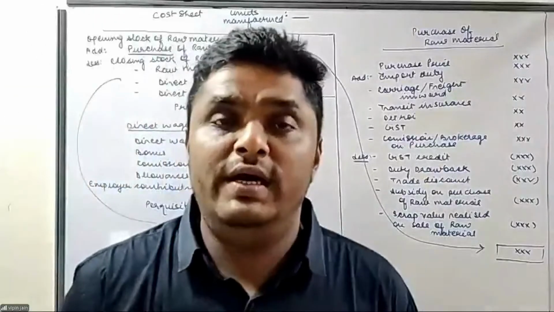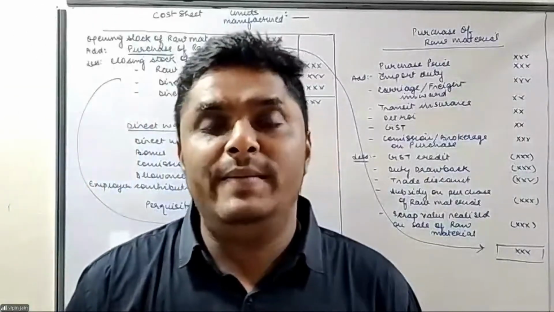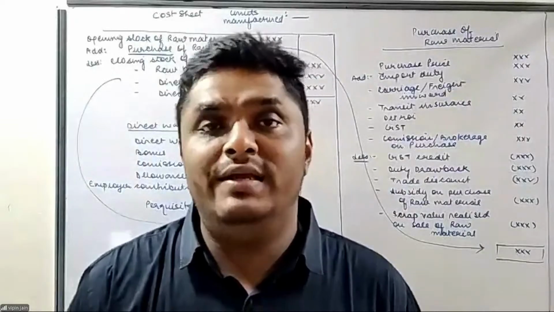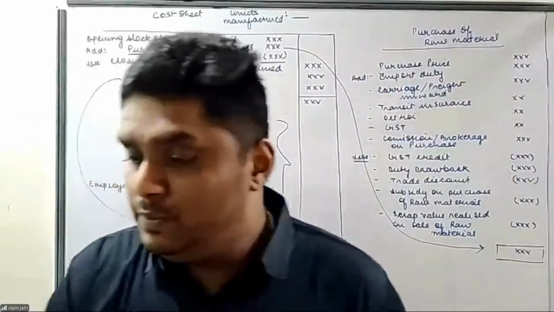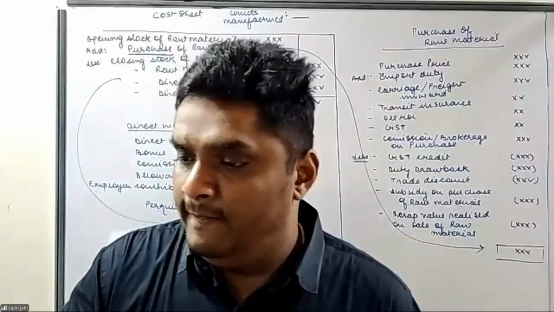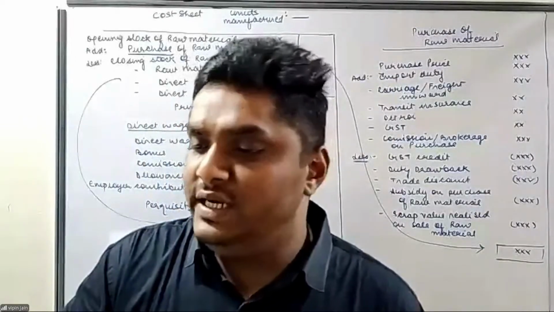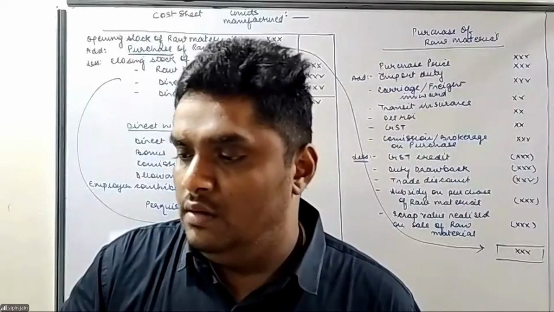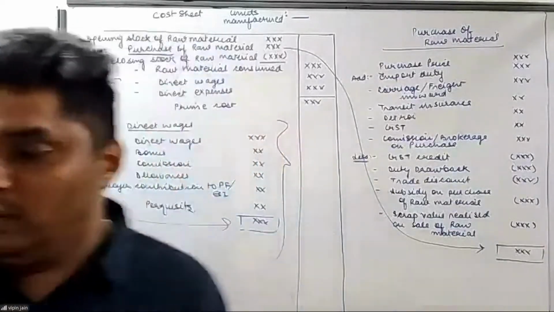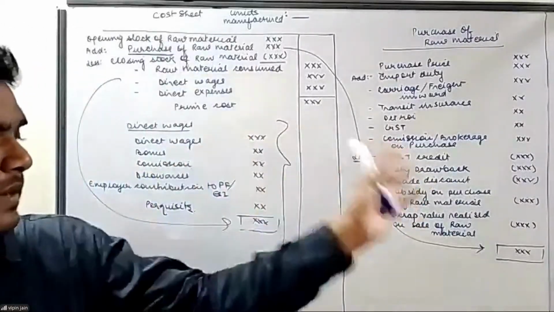Again, I request you guys that whatever the concepts I'm explaining, do write it in your notebook rather than taking screenshots. It's Provident Fund. ESI is Employee State Insurance. I request you guys to please copy these two parts.